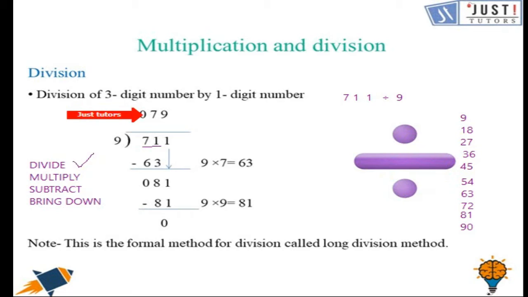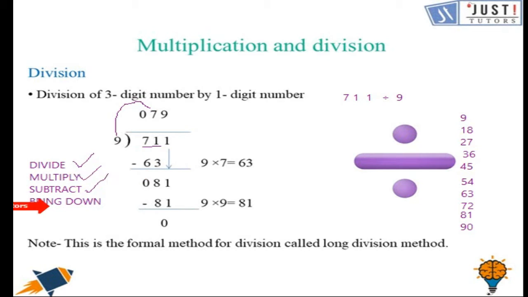Now the next step is multiply. We'll multiply 9 and 7 together, and if you times 9 with 7 you get 63, which we'll write down here. So multiply is done as well. The next step is to subtract. So 71 take away 63. Start counting on from 63 till the point you reach 71, and that's 8 steps. So subtract is done as well.